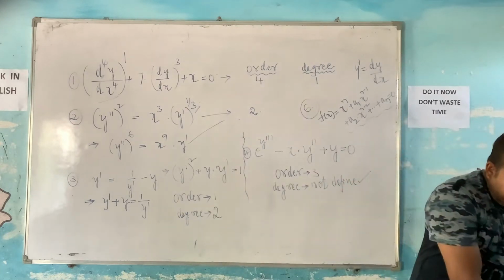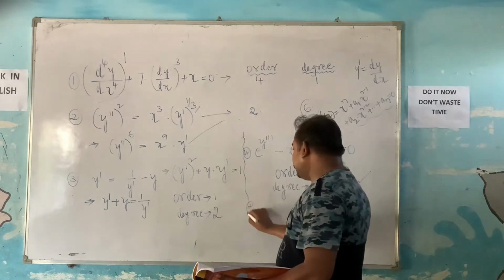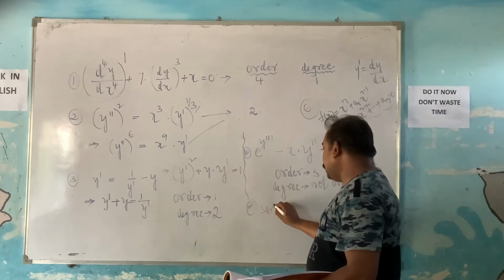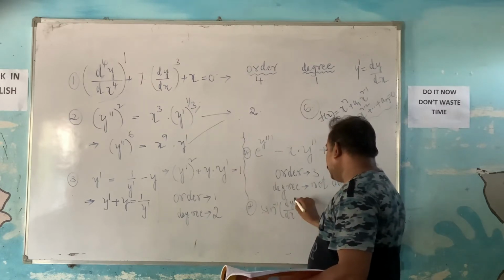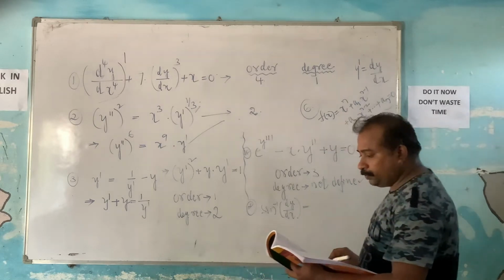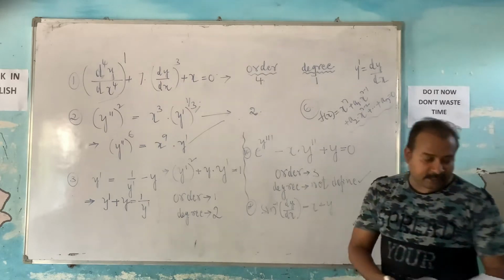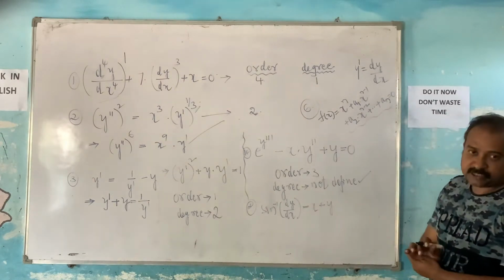One more example I will give. Here the next example is sine inverse of dy by dx equal to x plus y. Sine inverse of dy by dx equal to x plus y.